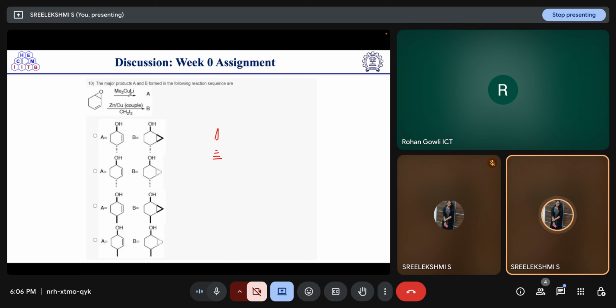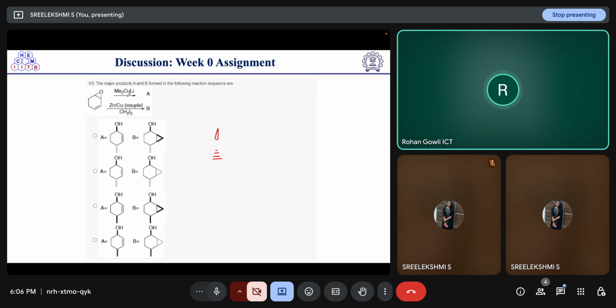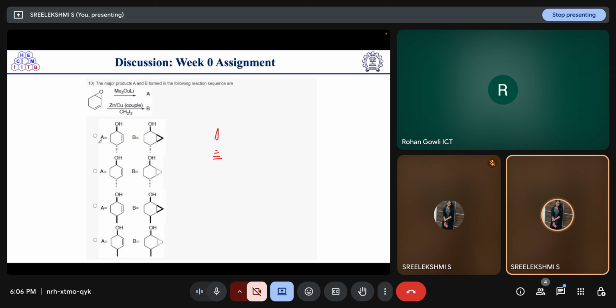So what will be the first reaction? I think there's a lot of stereochemistry here. So either the OH hydroxyl group will be above and the other one will be below. So which can be the answer? You are telling A or B. Yeah, but what is the reaction actually? What is happening here?